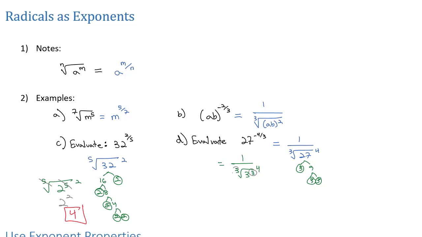Now we have 3 cubed under a 3rd power. That's going to pull a single 3 out. We still have the 4th power on it. And 3 to the 4th power is 81. So 27 to the -4/3 power is 1 over 81.